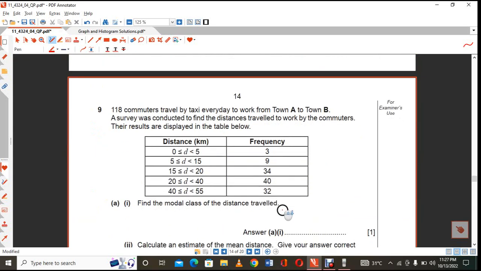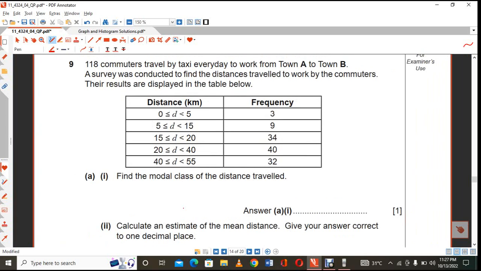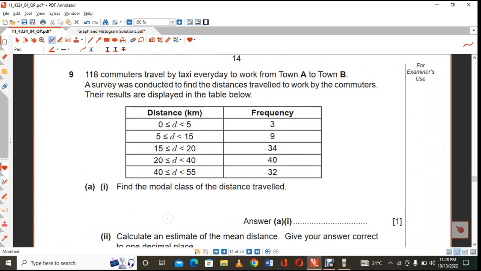Right, so we get to question 9. Question 9: 118 commuters travel by taxi every day to work from town A to town B. Now I'm going to spend quite a lot of time on this table here. The survey was conducted to find the distances traveled to work by the commuters. Their results are displayed in the table below. Now, if you add 3 plus 9 plus 34 plus 40 plus 32, you should get 118. Okay.